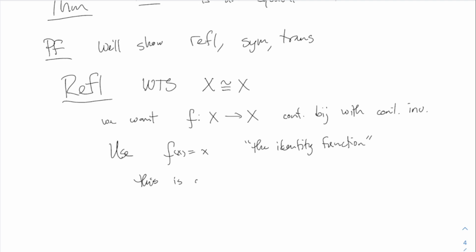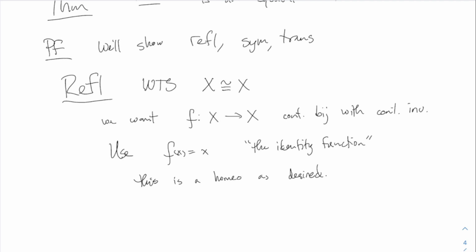This is a homeomorphism. I don't think we need to write the details. It's a homeomorphism because it's a bijection and it's continuous and the inverse is continuous. Actually, the inverse is the same function again. Okay, so that's the reflexivity property. This is a homeomorphism as desired. So X is homeomorphic to X. All right, that's the reflexivity.